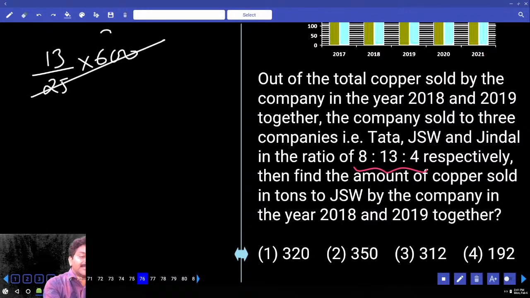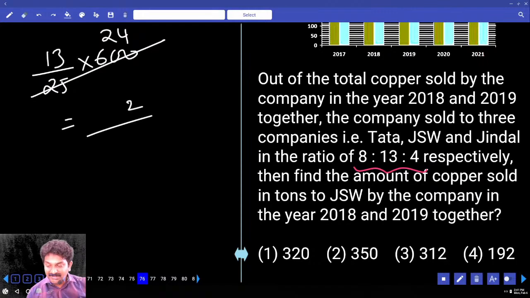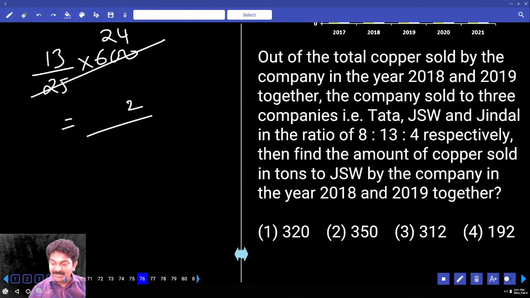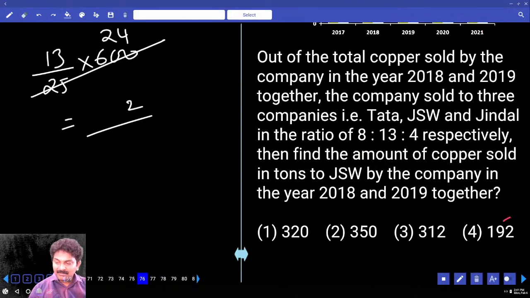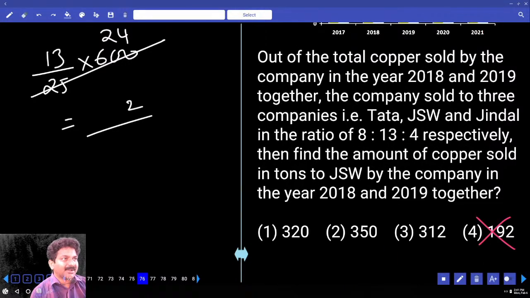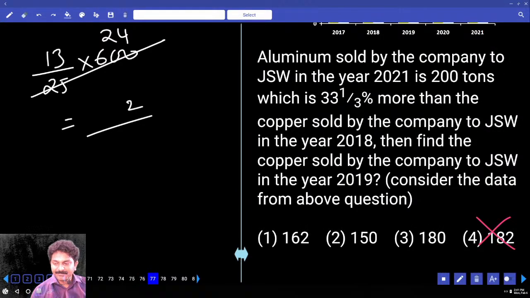How many 25s will be there in 600? 24. In 100, 4. 600, 6 into 4, 24. Answer must end with 2. How many options are there? 4th cannot be your answer, right? Because 24, 13 times we have. That means 24 more than 10 times, so the answer must be more than 240. It is clear. So 4th cannot be your answer. You can directly go with the 3rd as the final answer.